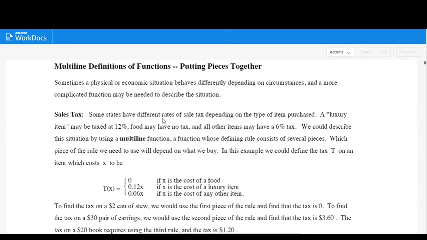Okay, so this is the first module after your prelim exam. So first module for the midterm. So multi-line definitions of function.